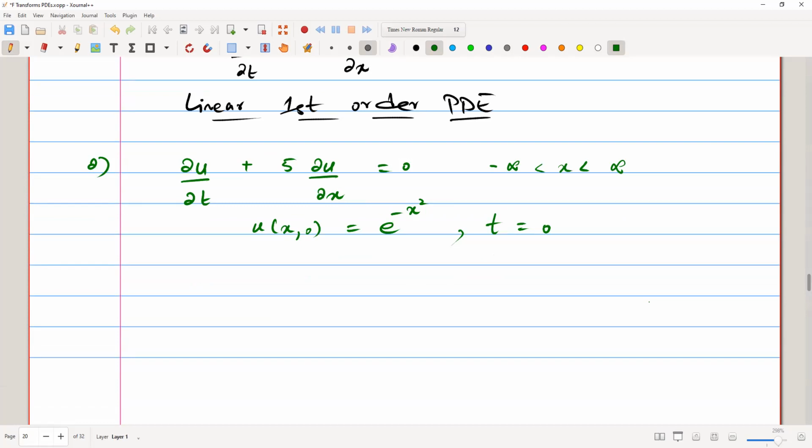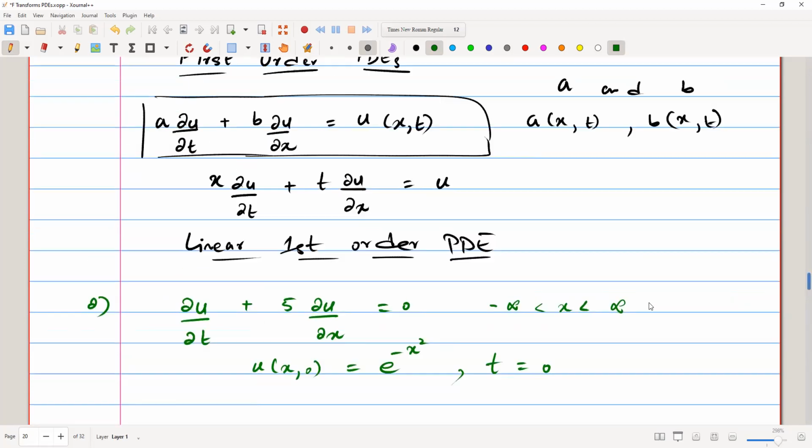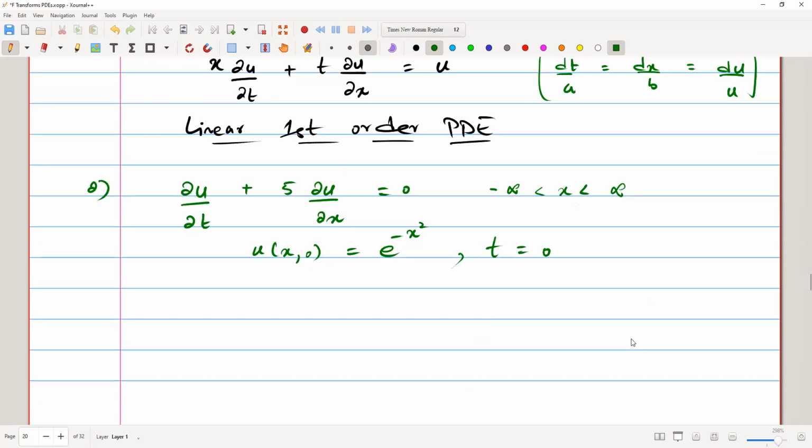For instance, here we write a ∂u/∂t plus b ∂u/∂x equals u of x, t. If we have an equation of this kind, then we can write dt over a equals dx over b equals du over u. This is called the Lagrange form. We can write these equations in this manner, and then we can compare any two of the equations to solve the problem.